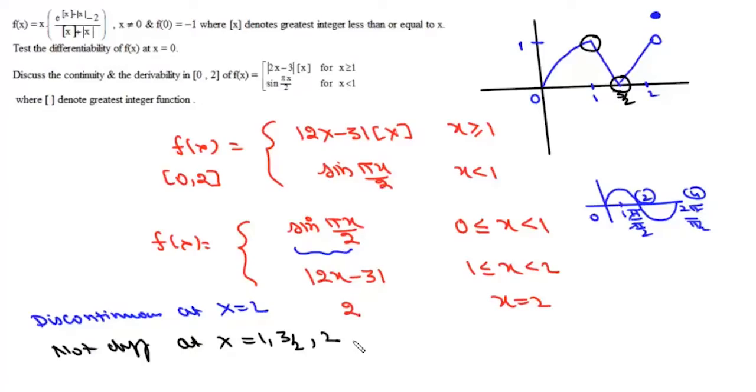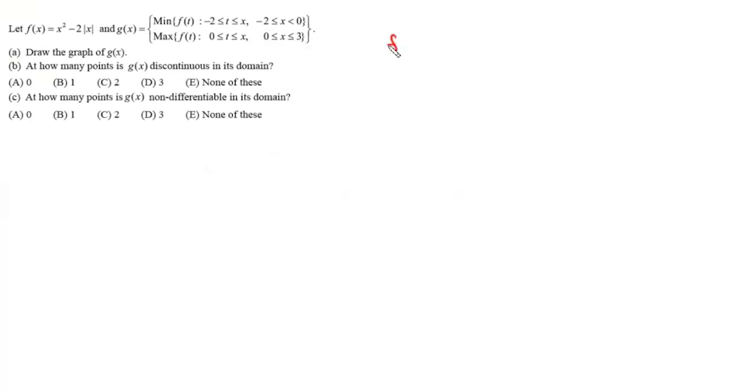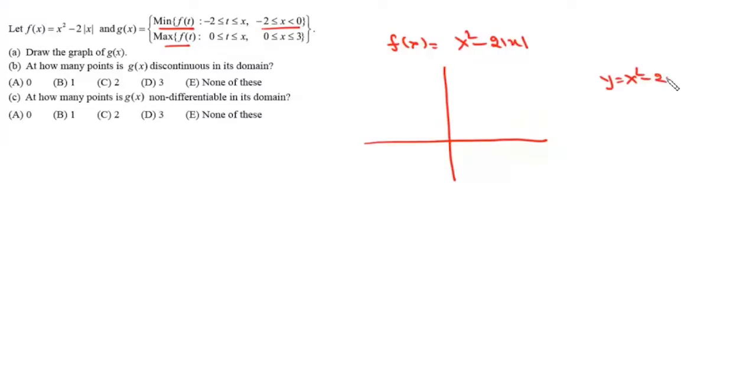Now here we are given this function f(x), which is defined as x² - 2|x|. Now g(x) is defined as the minimum of f(x) in -2 to 0 and the maximum of f(x) from 0 to 3. Now we'll draw this graph, and for this we'll start with the graph of y equals x² - 2x. Now the graph for this function has roots 0 and 2, and this is 1, and at 1 this value is -1.